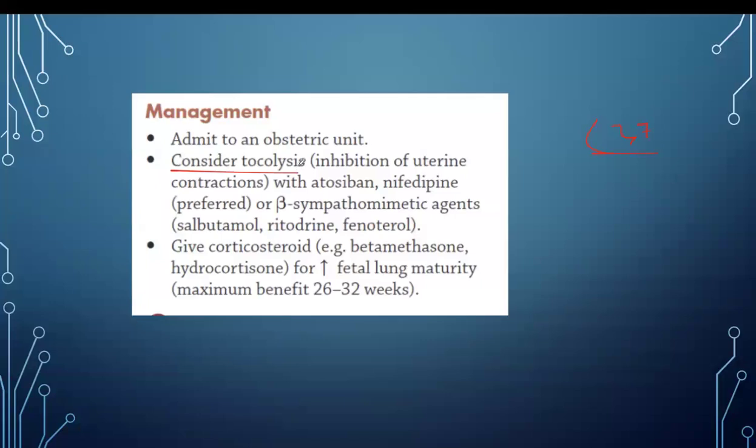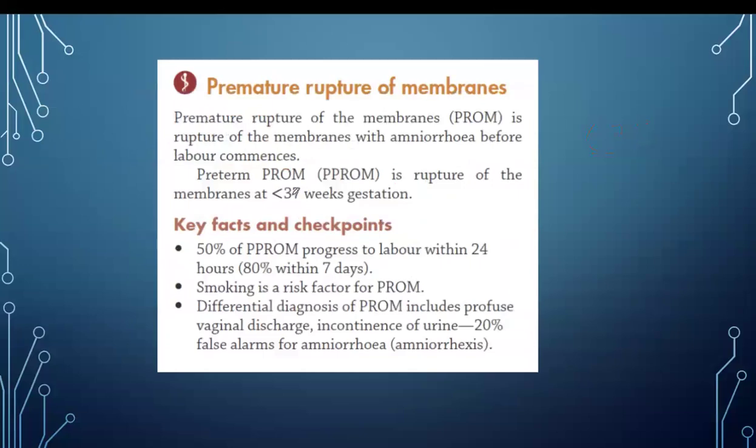Lots of tocolytics are there. Tocolytics are medications to inhibit uterine contraction. So you can give atosiban, nifedipine is commonly used, magnesium sulfate is commonly used, and any of the beta sympathomimetic agents like salbutamol. So common ones are nifedipine or magnesium sulfate, and if it is less than 34 weeks, then a steroid for the baby. And that's the treatment. Okay, so the main treatment for preterm labor is tocolytic medication.